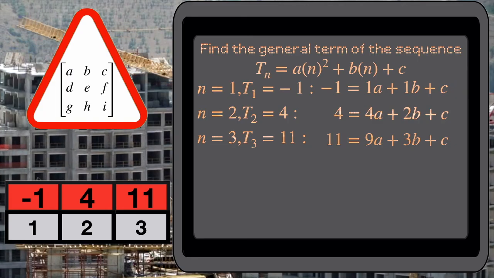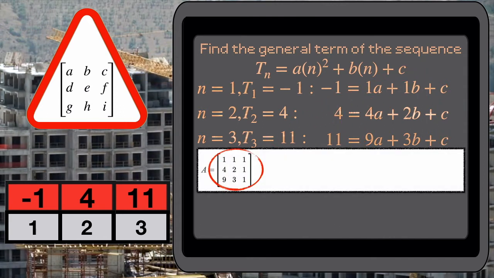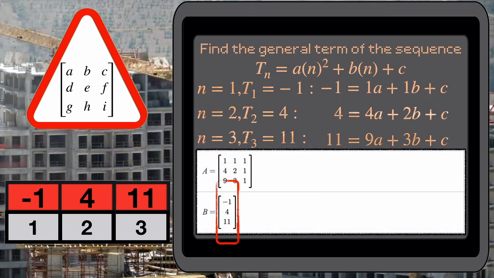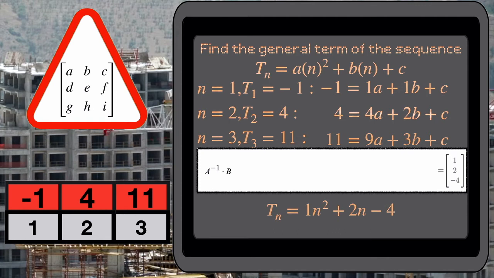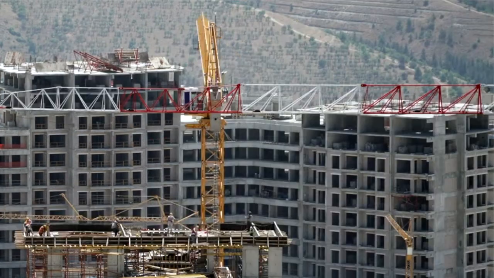And now matrices. The most abstract method is surprisingly quick here. This time, group your coefficients of a, b, and c in a 3 by 3 matrix. Your constants will be assigned to a 3 by 1 column matrix. Multiply your inverse square matrix by the column matrix for the values of a, b, and c.